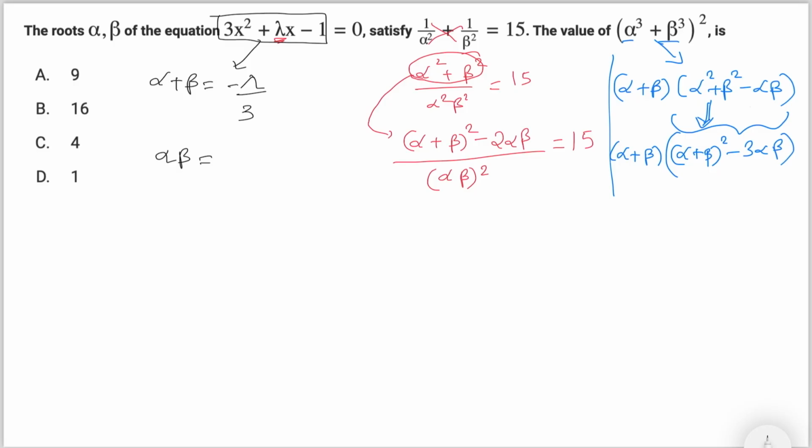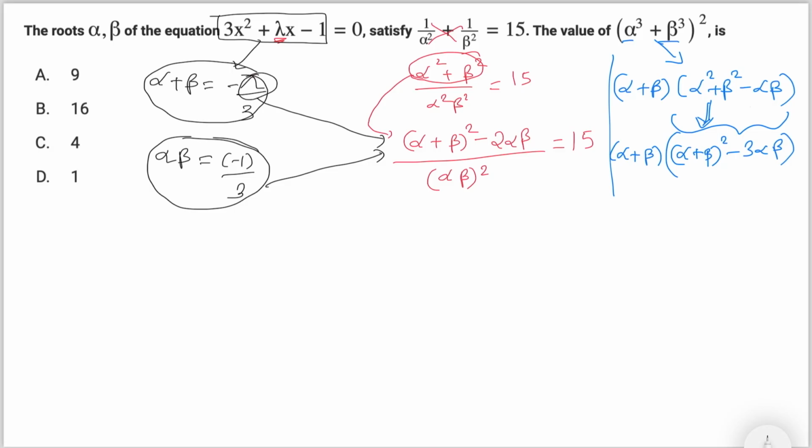So alpha beta here in this case will be c, the constant term, minus 1 divided by a, which is 3. Now alpha plus beta's value is minus lambda by 3 and alpha beta is minus 1 by 3. These two values I will substitute in the given expression here, and I'll try to get the value of lambda. Basically, I'm trying to get the value of alpha plus beta in short.